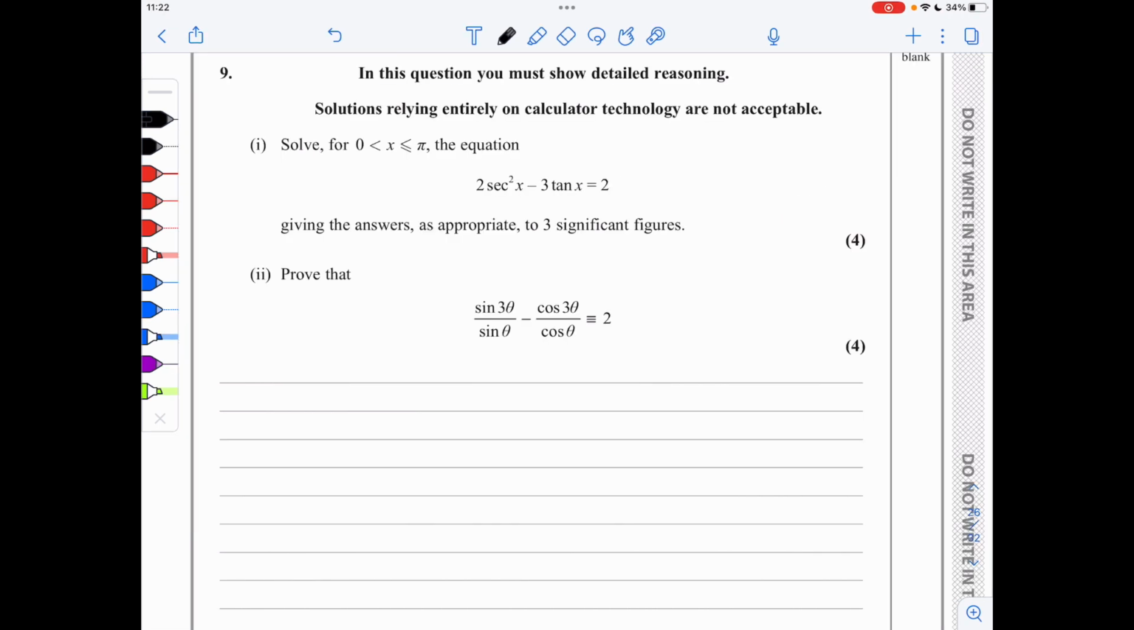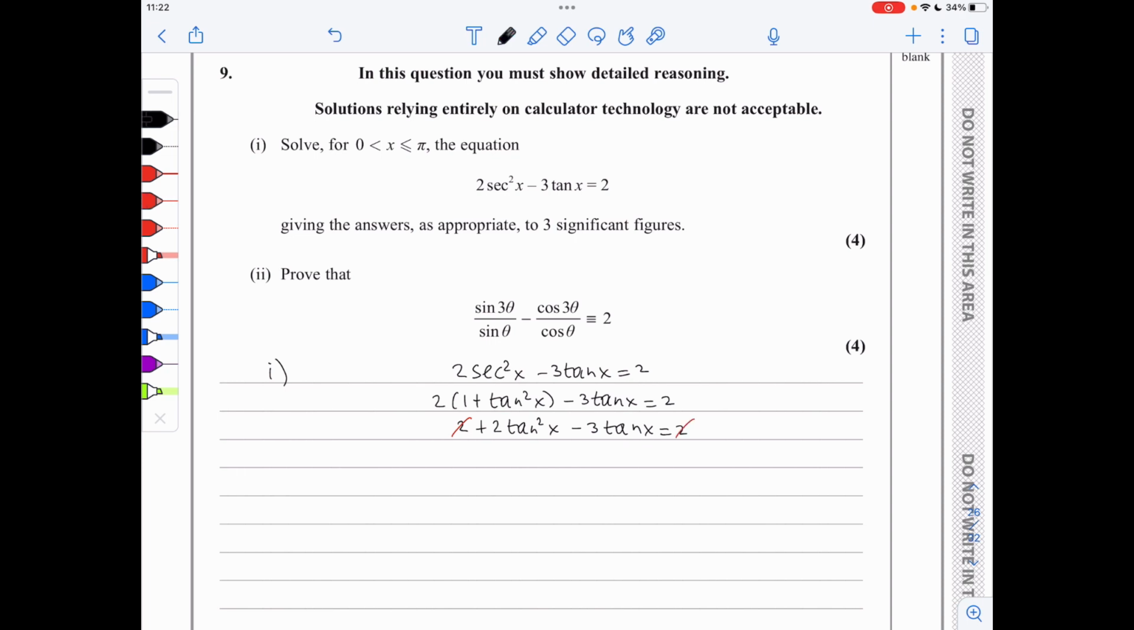In question 9, we need to solve the given equation. We're in radian mode between 0 and pi. So we've got 2 sec squared x minus 3 tan x is 2. I will write sec squared as 1 plus tan squared in order to obtain a quadratic in tan. So if I expand, I get 2 plus 2 tan squared x minus 3 tan x is equal to 2. So the 2s will cancel out.